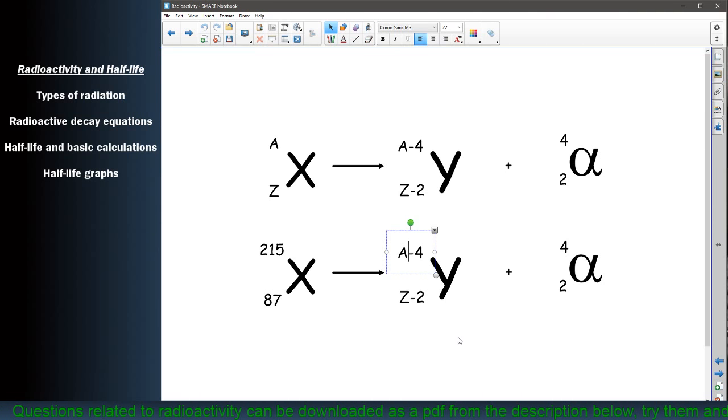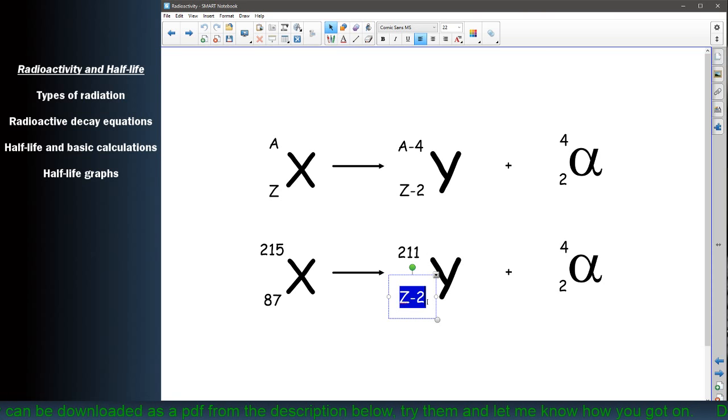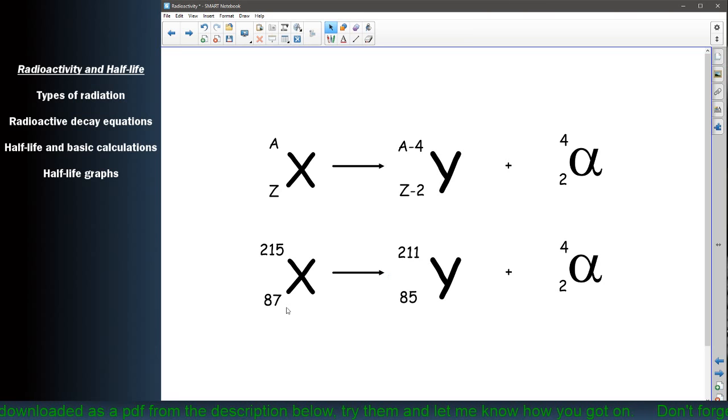So this must have A minus 4, which is 215 take away 4, which is 211. And this has to have Z minus 2, which is 87 minus 2, which is 85. So this one is number 87 in the periodic table, and this one's number 85, and you can see they're different. Now, in your GCSE exam, you do not get a periodic table, therefore you will not be expected to name or letter any of these. But you will be expected to take information and fill in the remainder. So I could give you 215, 87, X undergoes alpha decay and expect you to fill in these 4 numbers.